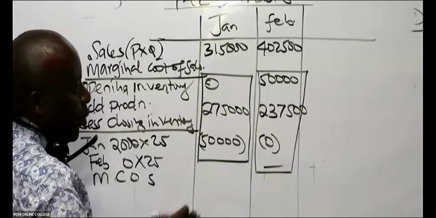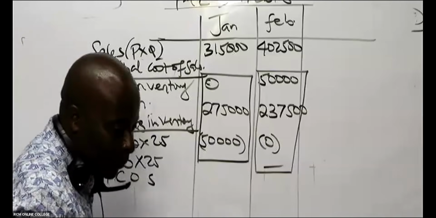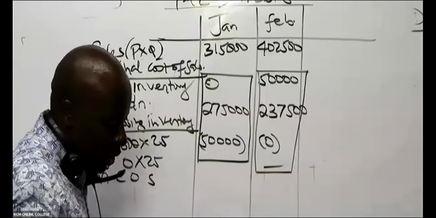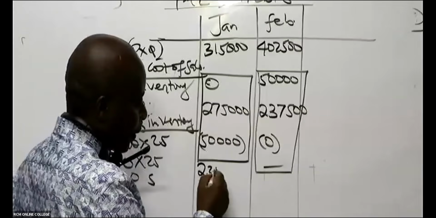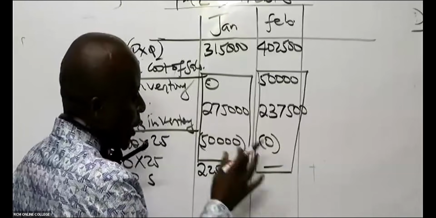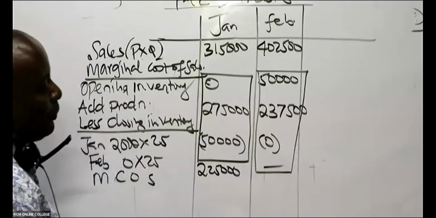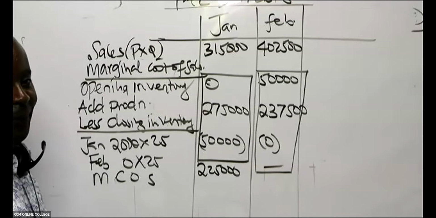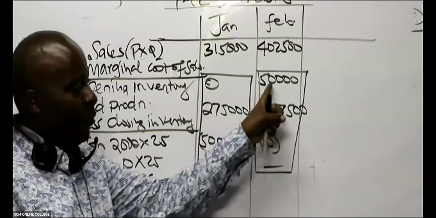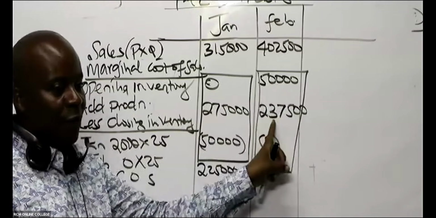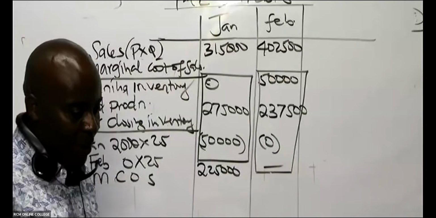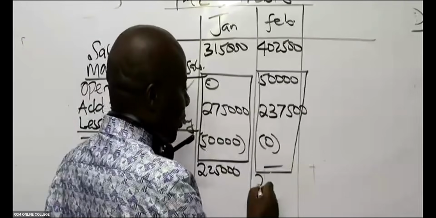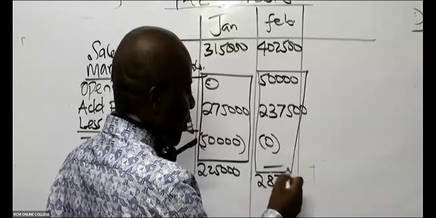So January, what do we have? Oh, it's only my online students now who are talking to me. They are telling me 225,000. 225,000. How about this one here? So the 3 numbers only, 50,000 plus 237,500 minus 0. So I'm getting 287,500. Thank you so much.